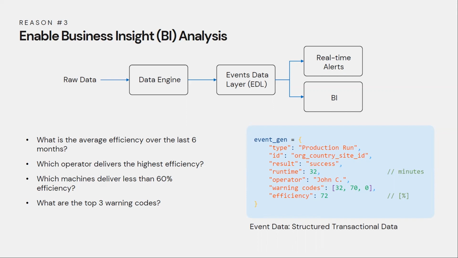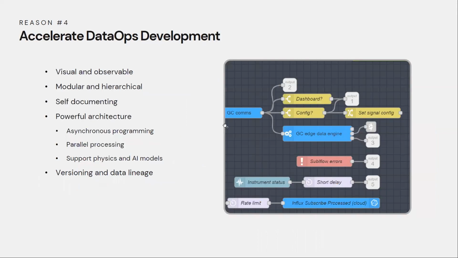So it's very important to be able to produce BI analysis. It's very difficult to do BI analysis directly on the raw operational data. But once you convert the operational data into events, then BI analysis becomes very simple.